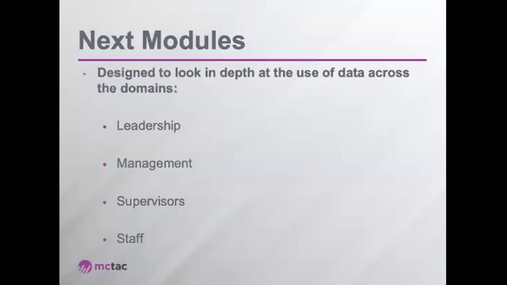The last slide, really part of the presentation, says that in the next 4 modules we're going to look at each of those slices horizontally across the agency. We'll look at leadership: what data do you need, and how do you use it? What data does management need? Supervisors and staff.